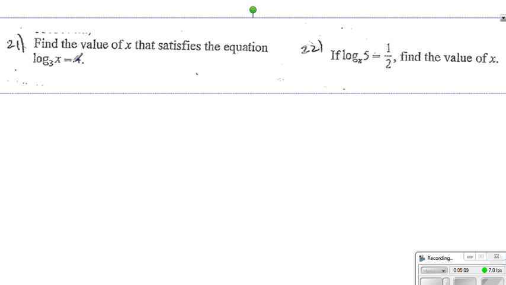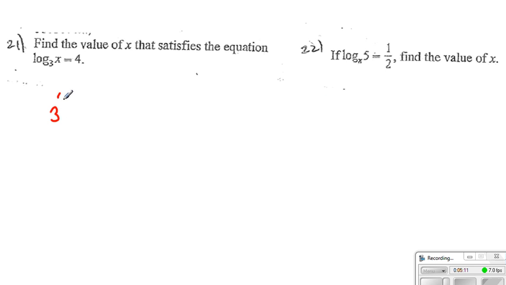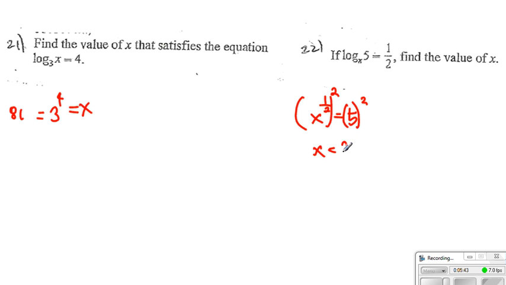Now let's look at this question. We have 3 to the 4th power is equal to x. If we simply convert this one into the exponential form, then you would have known it. Therefore, the x must be equal to 81. Here we have x to the 1/2 power is equal to 5. So therefore, to raise this one by the reciprocal of 1/2, which is simply 2, then x will be equal to 25.